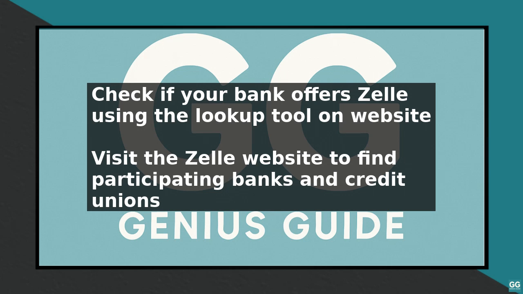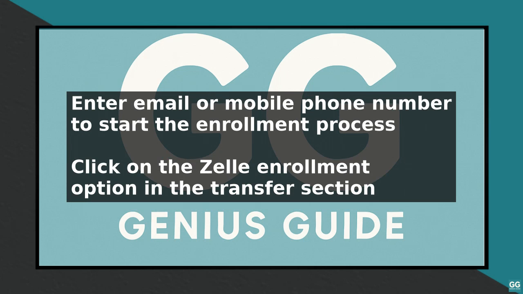Next, go to your bank or credit union's website or mobile banking app and look for the Zelle enrollment option. This is usually found in the transfer or payment section. Click on the option to enroll in Zelle and follow the prompts to enter your email address or mobile phone number. You will then receive a verification code sent to your email or mobile phone. Enter this code to verify your account and continue with the enrollment process.